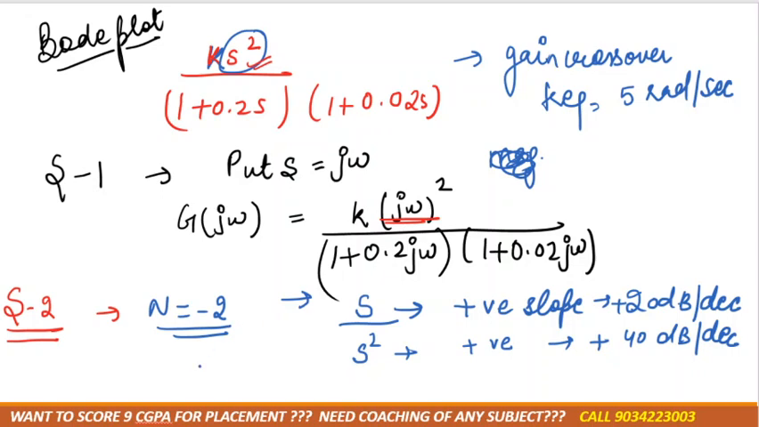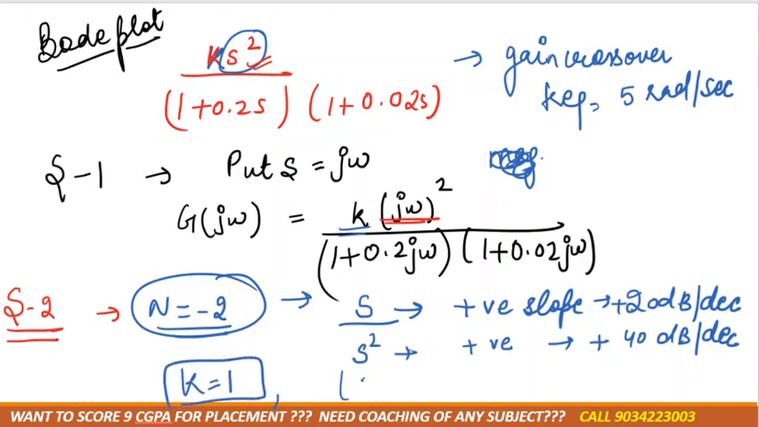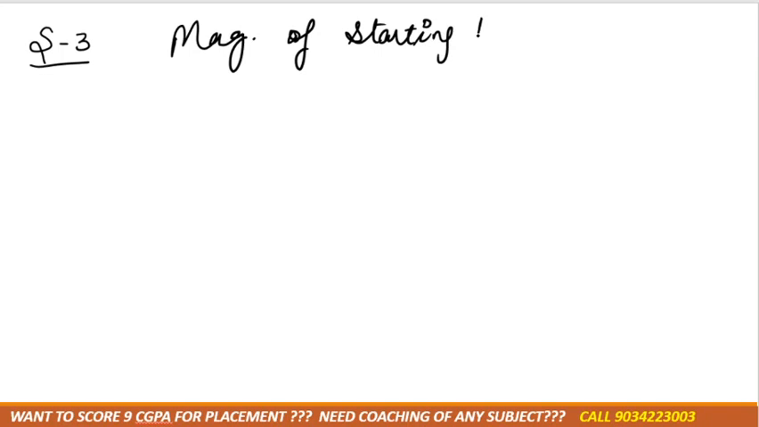Now we need to calculate the magnitude at the starting point, right? N value we got as minus 2. K is the constant, so we can consider K equal to 1. And we'll start this graph from 0.1, so omega would be 0.1. I told you that depends on us: we can take omega as 1 if we start the graph from 1, and omega equal to 0.1 if we start the graph from 0.1.